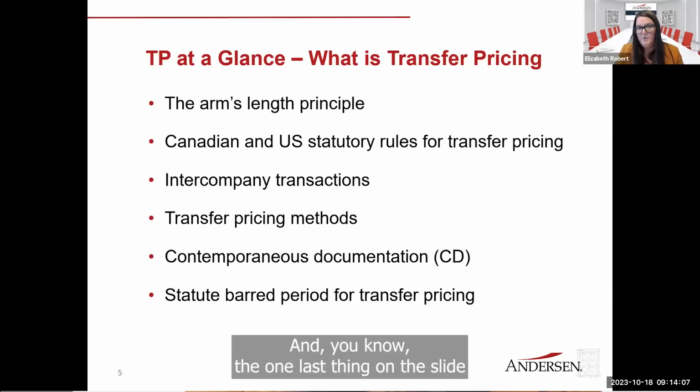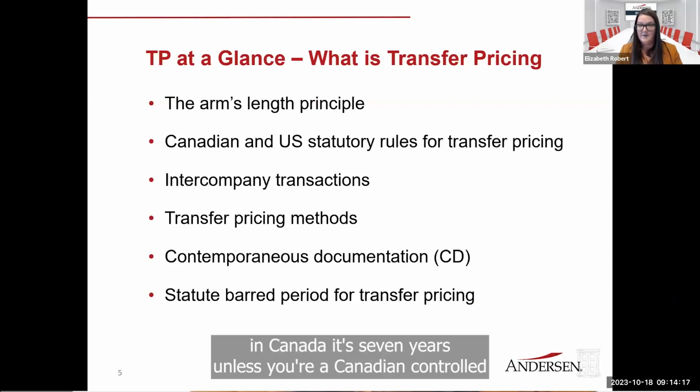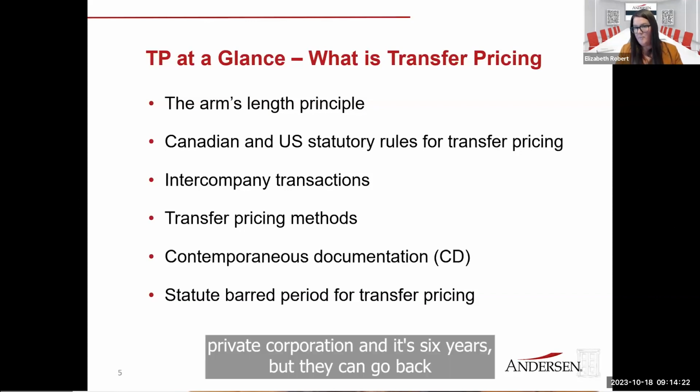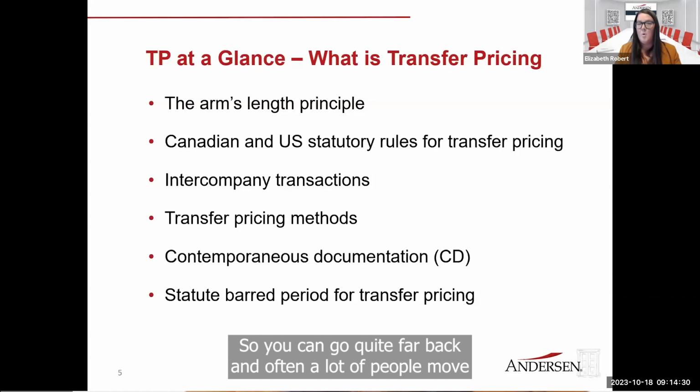And the one last thing on this slide I just wanted to bring up is the statute barred period, which is how far back the CRA can audit you for transfer pricing. Domestically in Canada, it's 7 years, unless you're a Canadian controlled private corporation, then it's 6 years. But they can go back 7 years from the date of that notice of assessment that you received. So you can go quite far back.